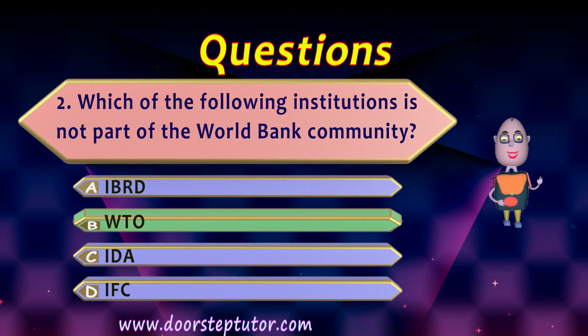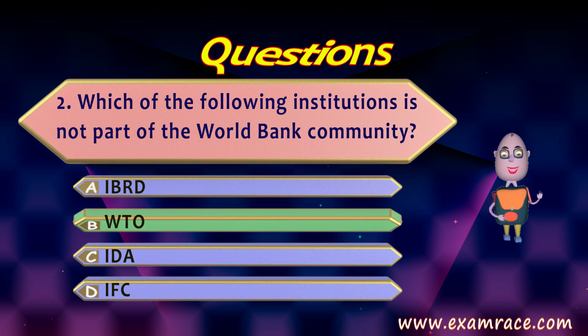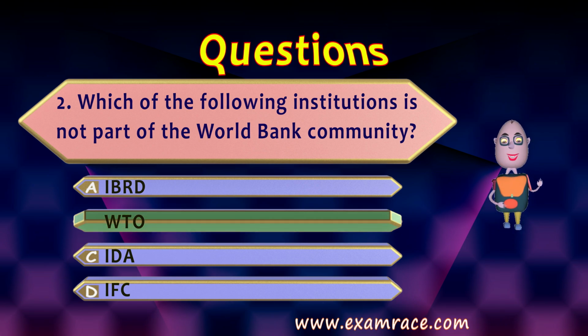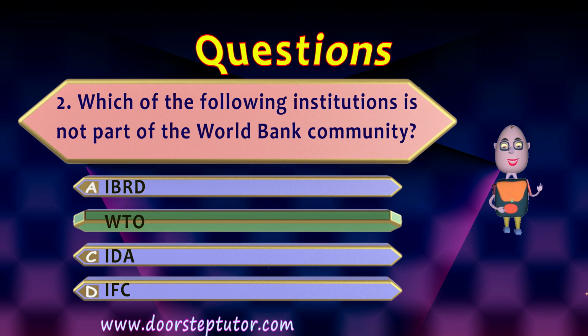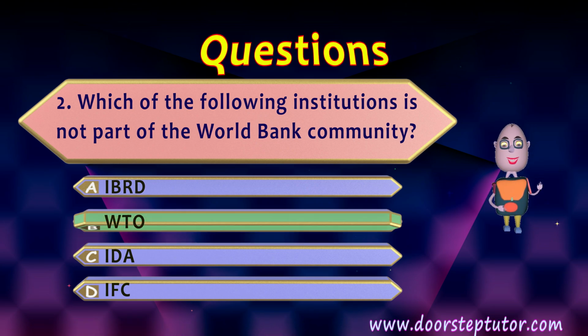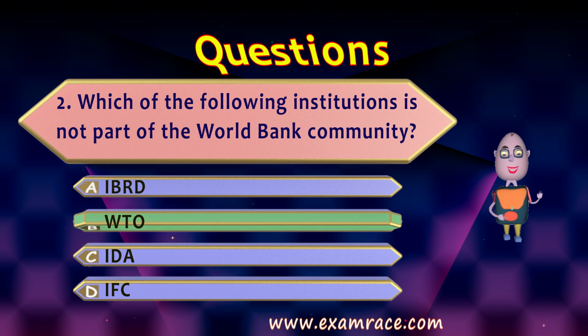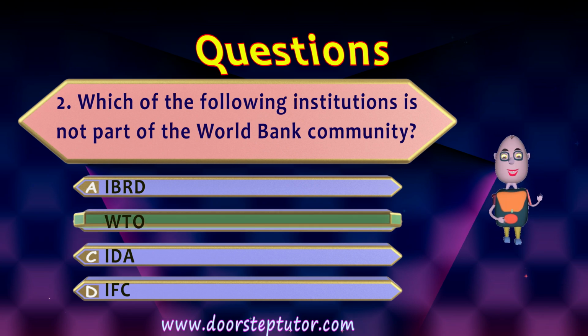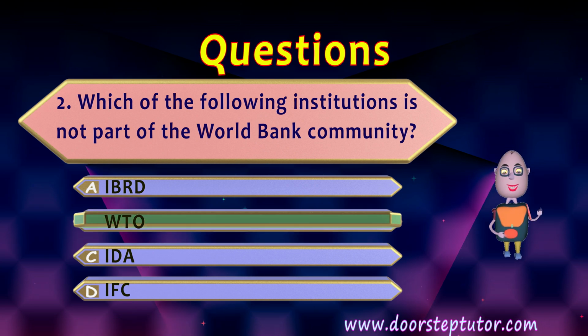Now, we know that WTO is not part of the World Bank. WTO is a separate international organization. Thus, the correct answer will be World Trade Organization. Whereas the IDA, IFC, which is International Finance Corporation, and IBRD are all three part of the World Bank community. So, World Bank has actually 5 institutions.